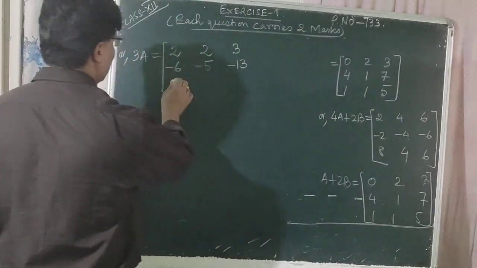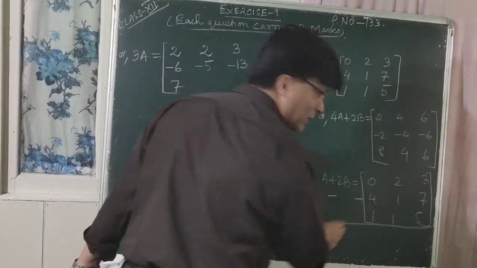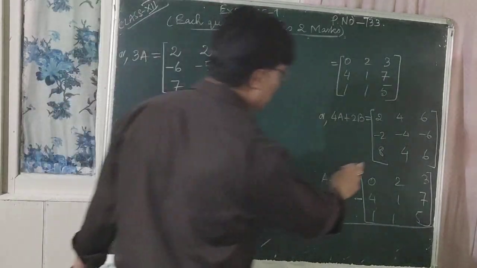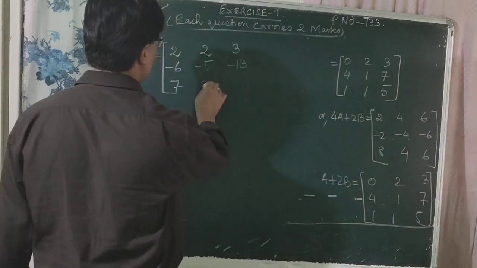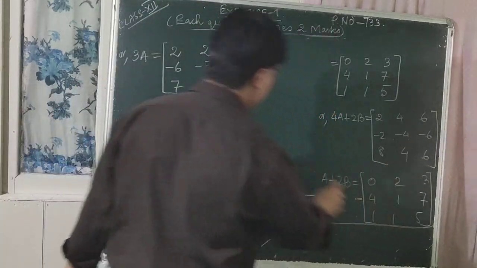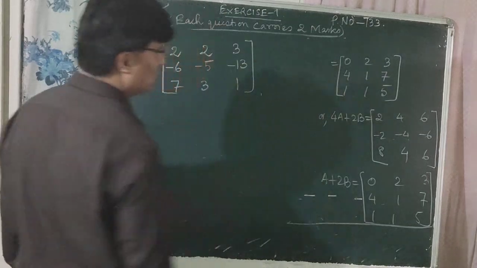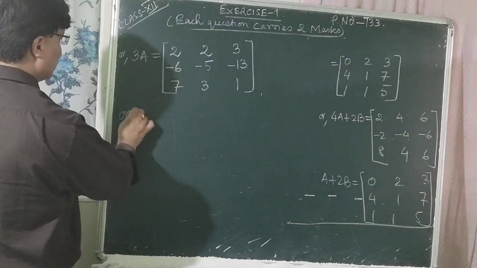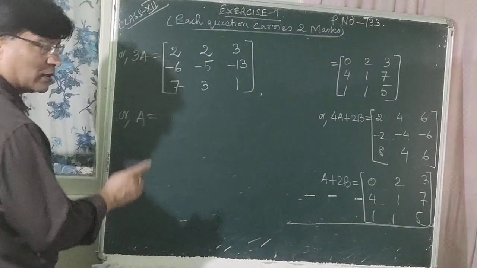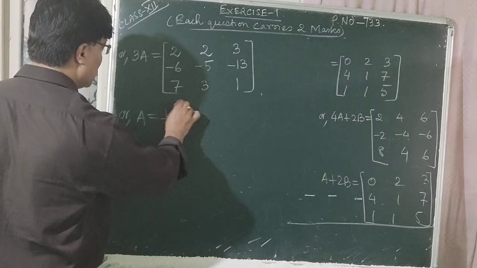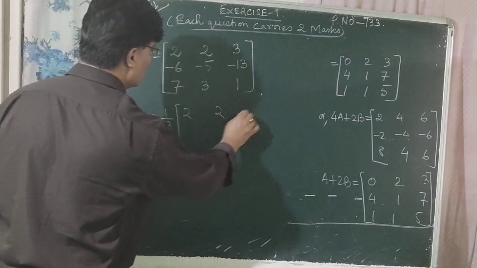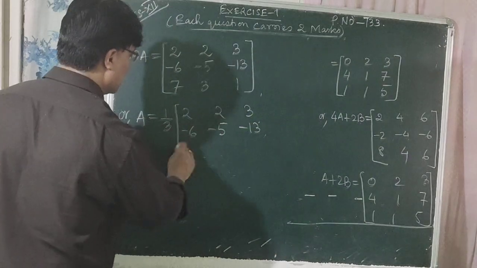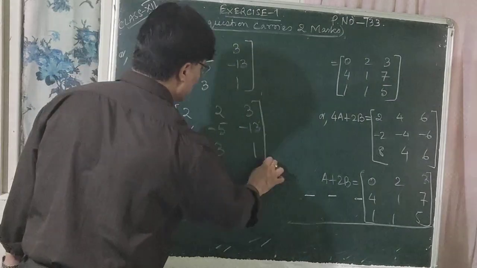8 minus 1 is 7, isn't it? Next, 4 minus 1 is 3. And next, 6 minus 5 is 1. So let us get the value for a. What is a equal to? It is 1/3 times the matrix with rows 2, 2, 3, then minus 6, minus 5, minus 13, then 7, 3, 1.